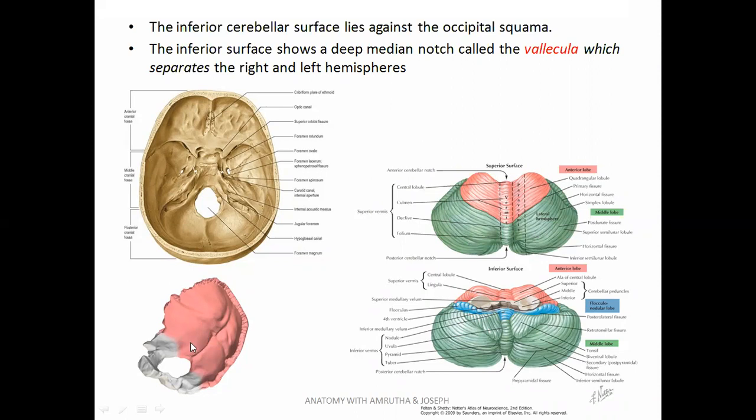Here you can see this is related to the right cerebellar hemisphere and the left cerebellar hemisphere. And in this area you have the attachment of the tentorium cerebelli, right? Yes. So this is what you can see of the cerebellum. The inferior surface is located in the occipital squama, and the deep notch below, that's called the vallecula.